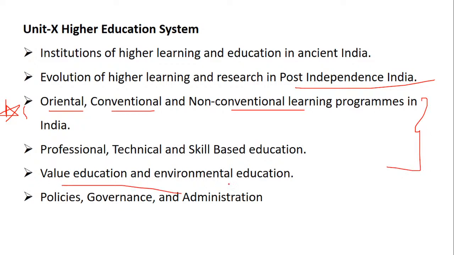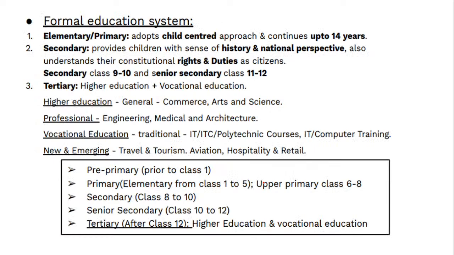Then value education and environmental education. I have taught these topics very well in the series. If you want, I will revise this topic. And then we did policies, governance and administration. So for today we are going to talk about the topic system of modern education. But before that, we are going to see formal education, non-formal and informal education, because from here also questions in different patterns are being seen.